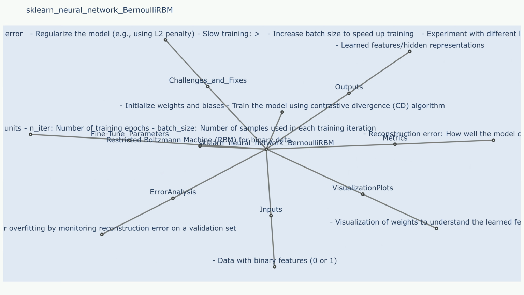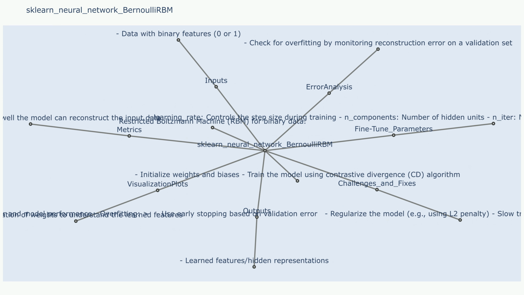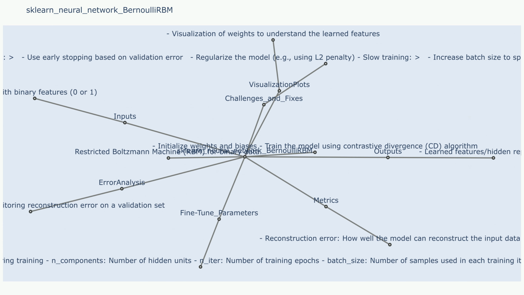Challenge 2: the model may be difficult to train if the learning rate is too high or too low. Sample use case that resulted in challenge 2: the model failed to converge when using a very high learning rate, and the training loss oscillated wildly. Fixes to challenge 2: tune the learning rate carefully. Use a learning rate scheduler to gradually reduce the learning rate over time.